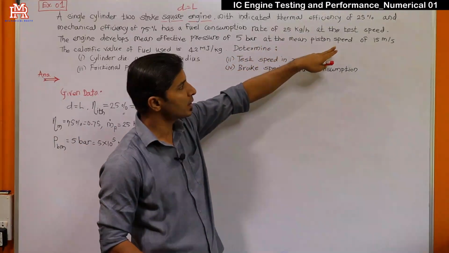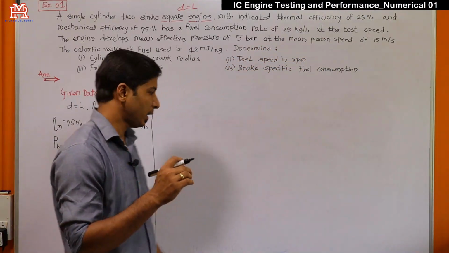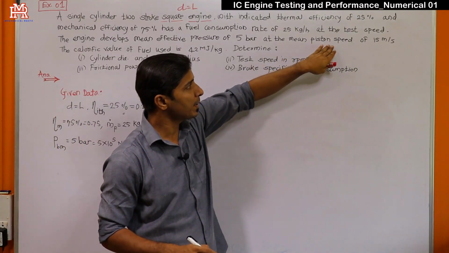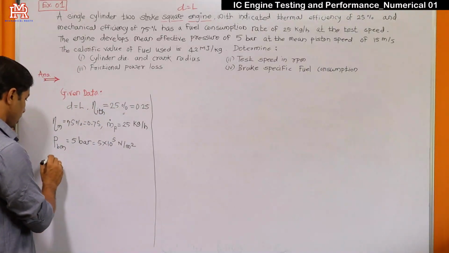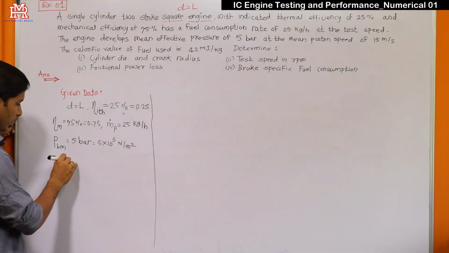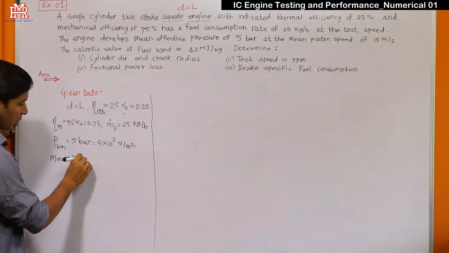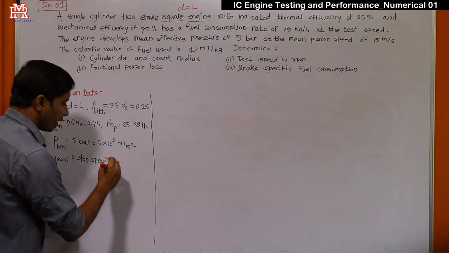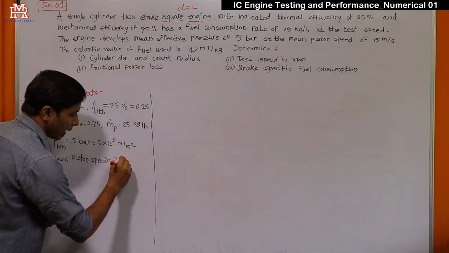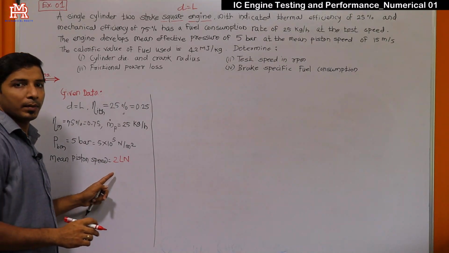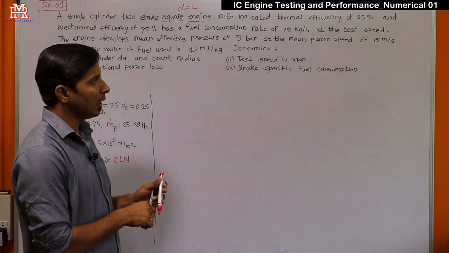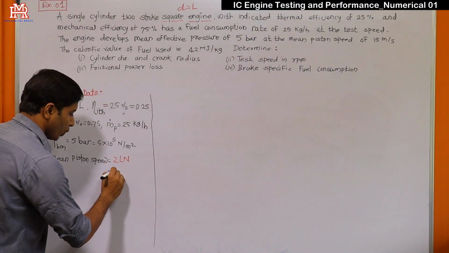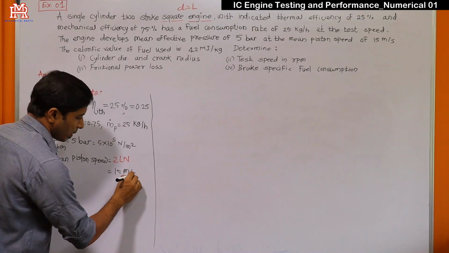Then, at the mean piston speed of 15 meter per second. This is another simple formula that you have to keep in mind. Mean piston speed can be calculated with this formula, 2LN. 2LN means mean piston speed. So the value is given, it is 15 meter per second.